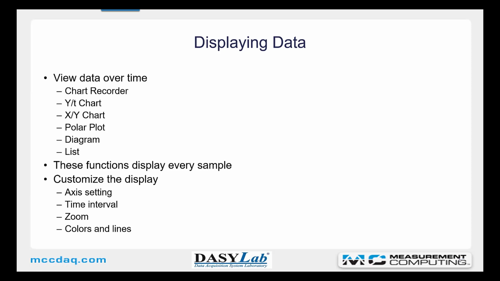Let's talk a minute about displaying data. If you want to view data over time, you can use the chart recorder, the YT chart, the XY chart, the polar plot, and the diagram module to plot the data. The list module acts like a table where it gives you a list of numbers, but it is still showing you all the data points over time. These functions display every sample. You can set them up to customize the display. You can change the axis settings, the time interval, the zoom, and the colors and lines.